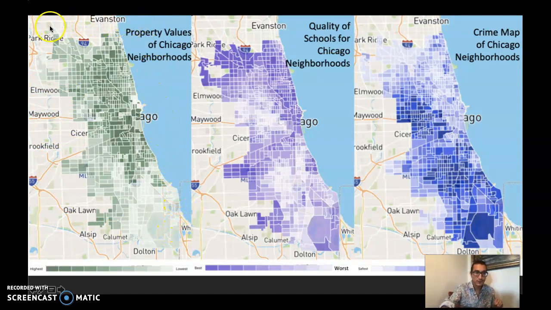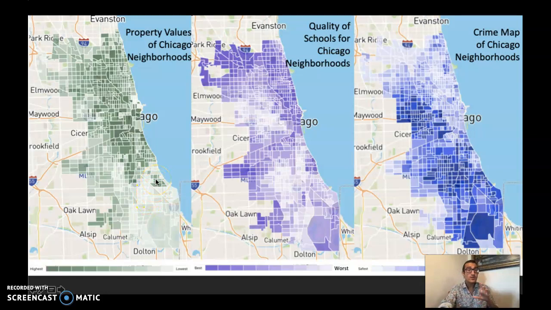And there are different shades of green here, as you'll see. Now, the darker shades of green represent neighborhoods that have higher property values. And the lighter shades of green here represent neighborhoods that have lower property values.